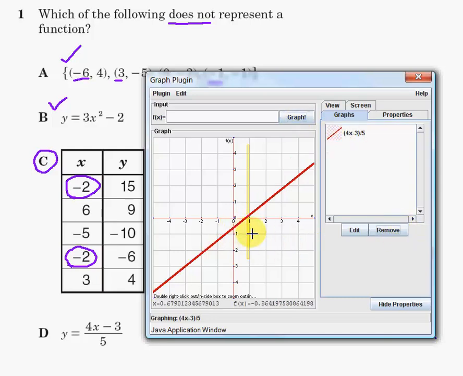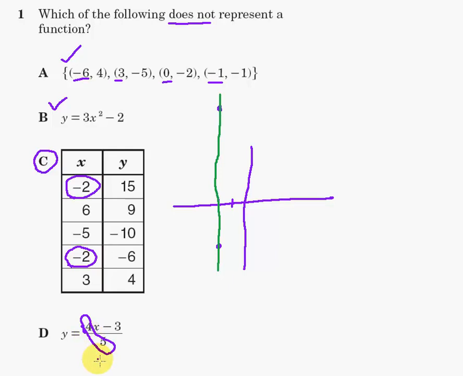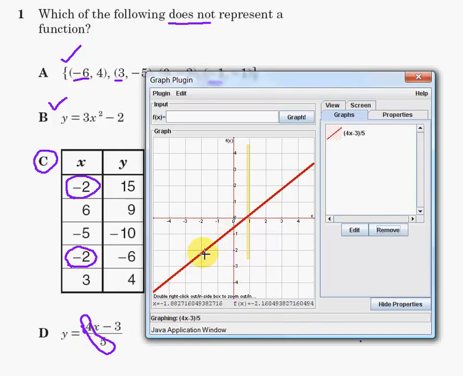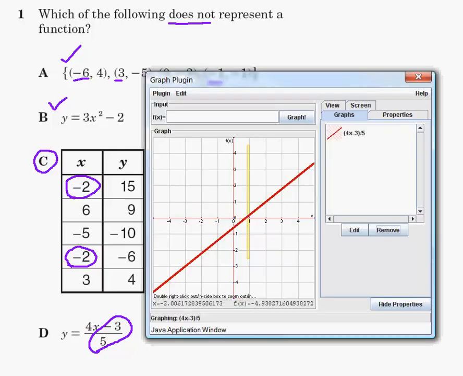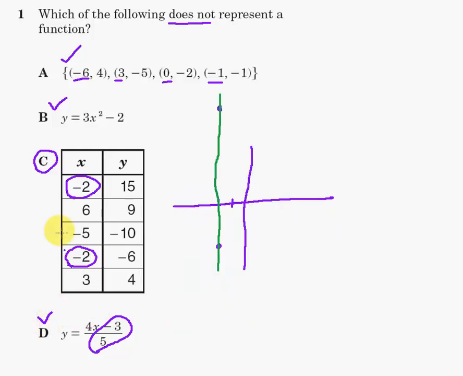As a linear equation, my slope is 4/5, comes from right here, 4/5. So what I'm doing is I'm going up 4 and over 5, and my y-intercept is -3/5. Sure enough, right in here, -3/5. And that is a function, so C is our answer.